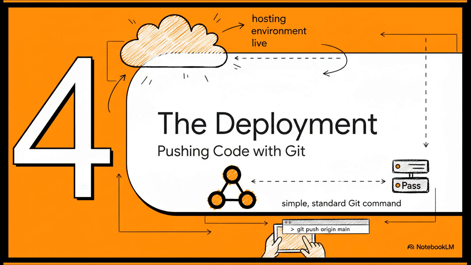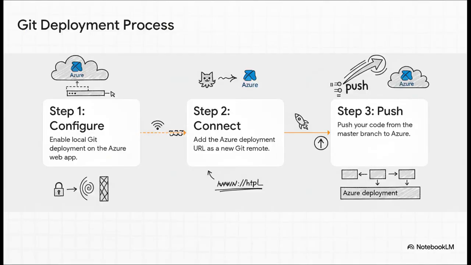And this brings us to the most powerful part of a PaaS workflow. We're going to deploy our entire application using a simple Git command that developers already use every single day. And check out how elegant this is. It really boils down to just 3 simple steps. We'll tell our Azure app to get ready for a Git deployment, we'll connect our code repository to our Azure app, and then we'll just push the code.